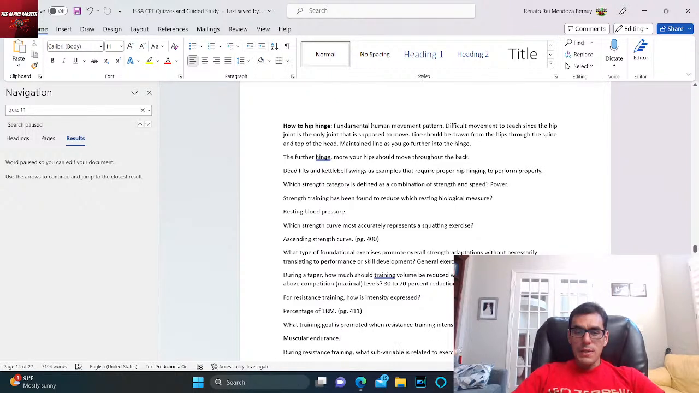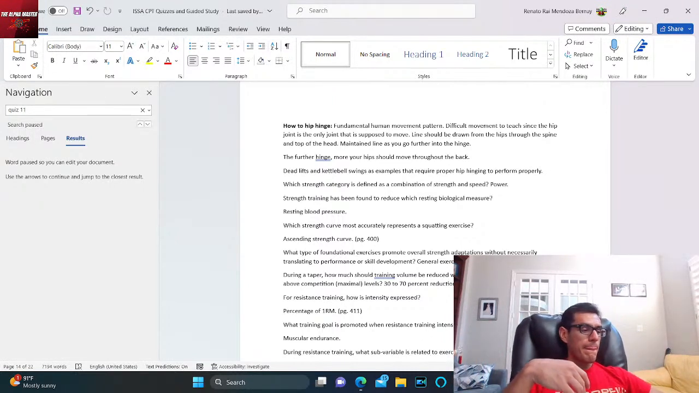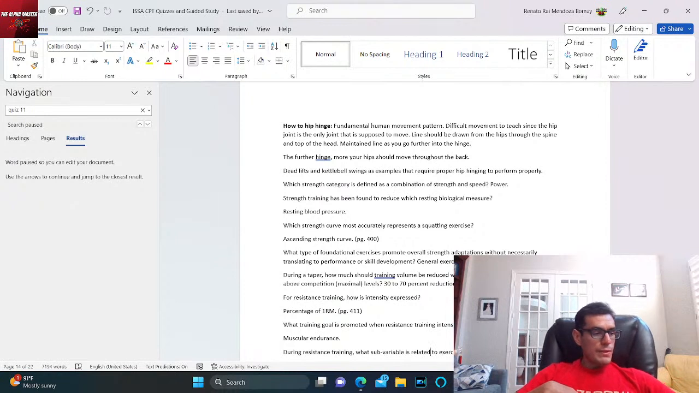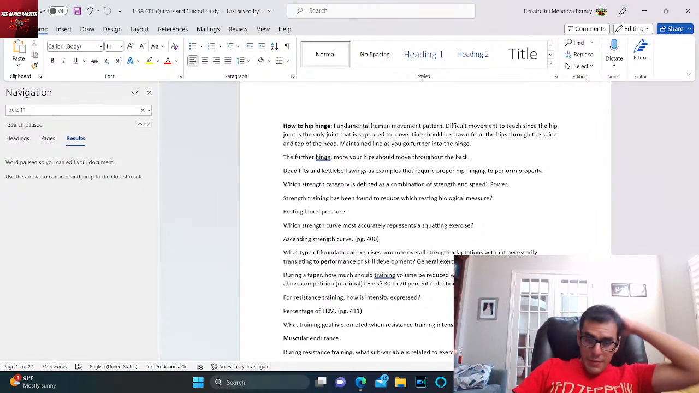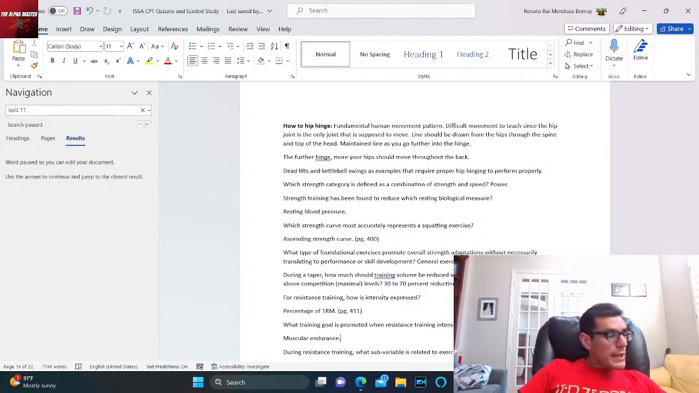During resistance training, what subvariable is related to exercise type? It's going to be the grip, or the breath control, or the range of motion.